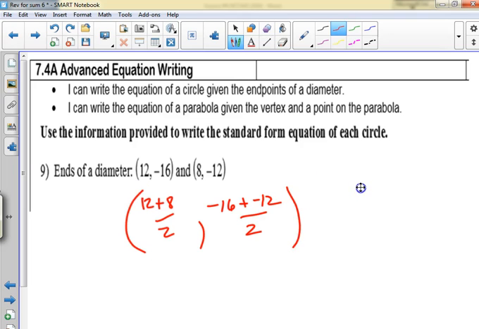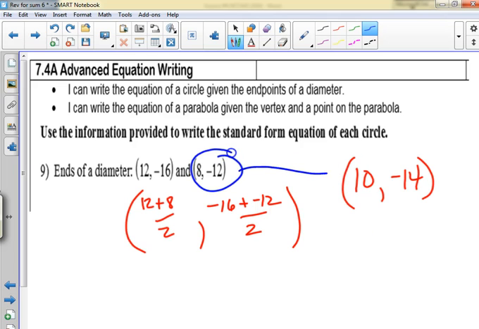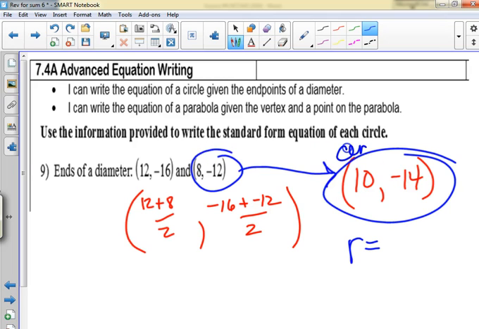Add the x's divided by 2, add the y's divided by 2. 10, negative 14, is that right? All right, now for me, I would rather find the distance from one of these to here, and that'll give me the radius. The reason is if it's ugly and I find the diameter, I have to divide it by 2. And if the diameter is square root of 71, then I have a mess, right? If I just find the radius, I only want radius squared in my formula. So I'm going to use one of the endpoints and my center. That's what this is.